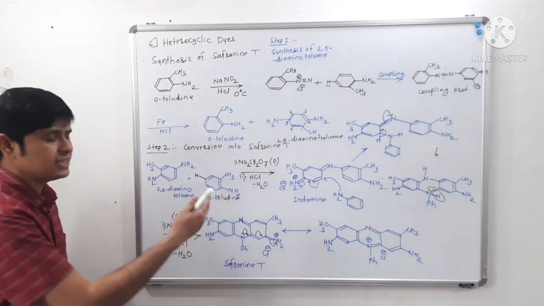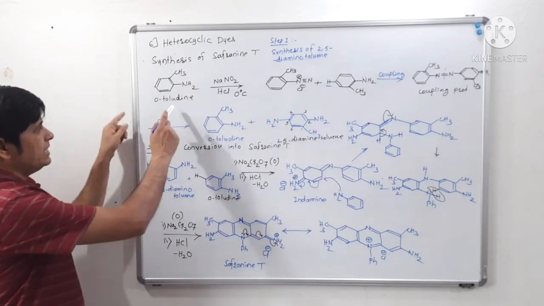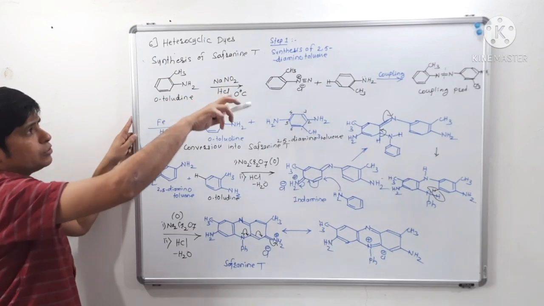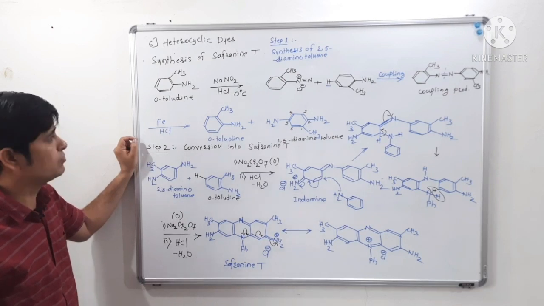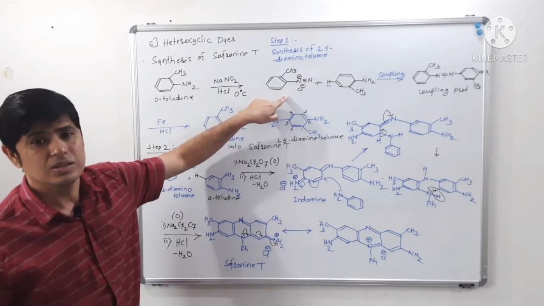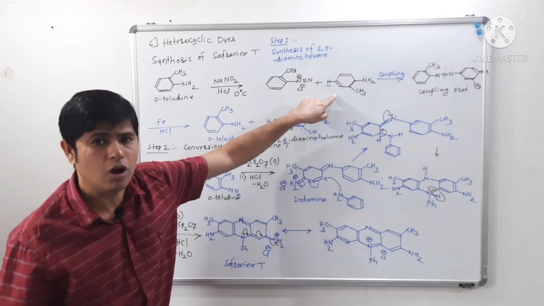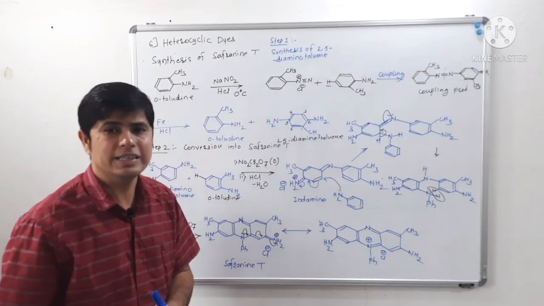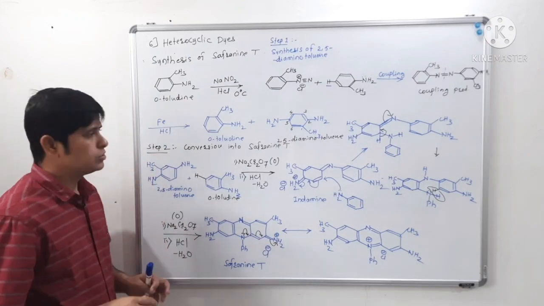So this is the synthesis of safranine T. Once again I am repeating it. In the synthesis of safranine T, the first step is orthotoluidine. We have to convert orthotoluidine into 2,5-diaminotoluene. This we have to carry out first. So orthotoluidine is reacted with sodium nitrite and hydrochloric acid to get a diazonium salt. Now that diazonium salt is coupled with a second mole of orthotoluidine to get a coupling product. Now that coupling product is reduced by using iron and HCl.